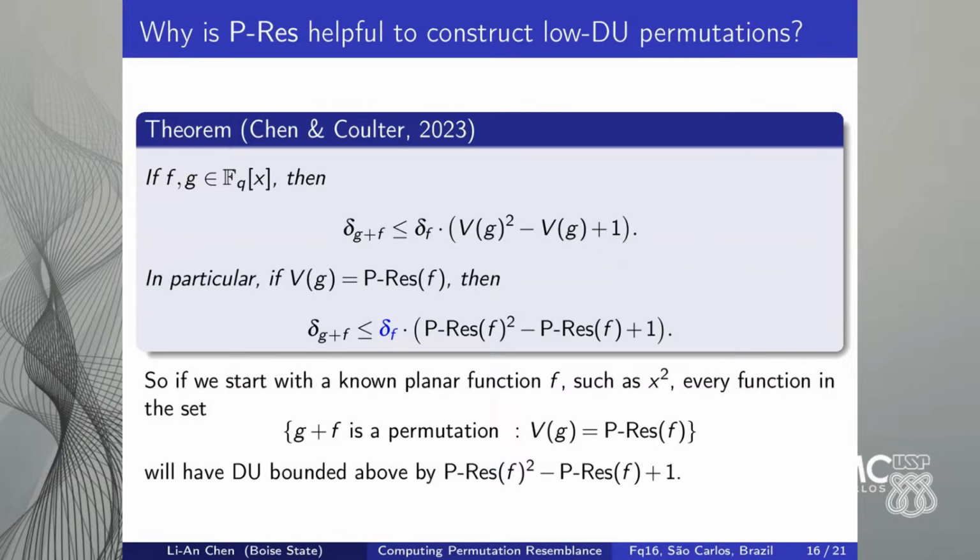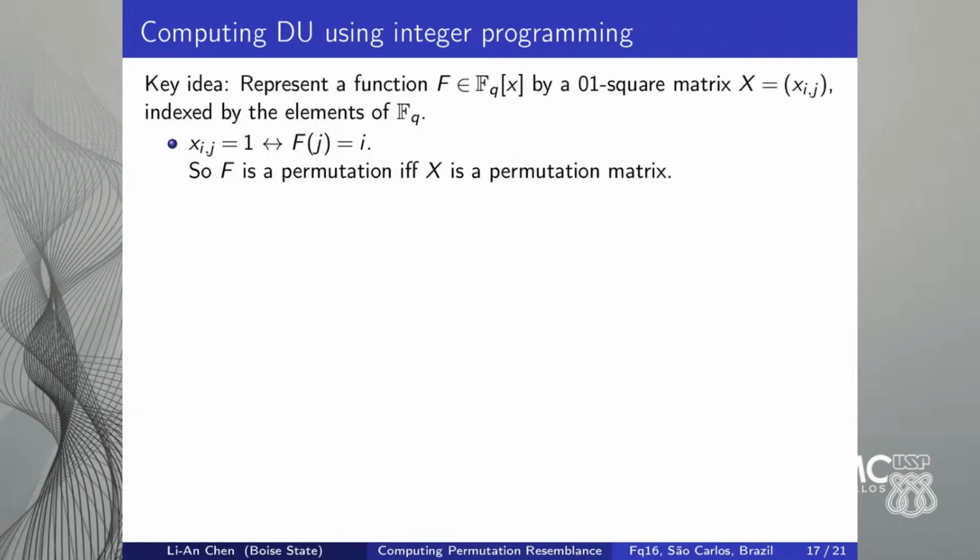The idea is that we start with a non-planar function, a planar function or APN function, such as x squared. Then we know delta f is 1 or 2, so this would just be 1. Then I look at every function in this set where g plus f is a permutation. Then all these permutations will have a du bounded above by this expression. So that's the idea. And then we found a way to compute du also with an integer program.